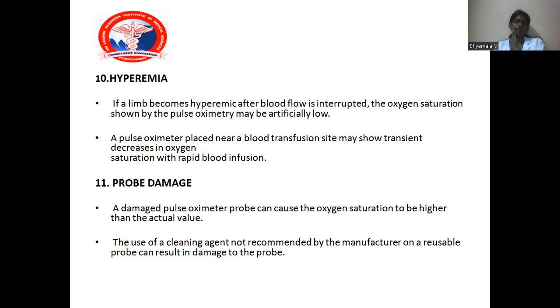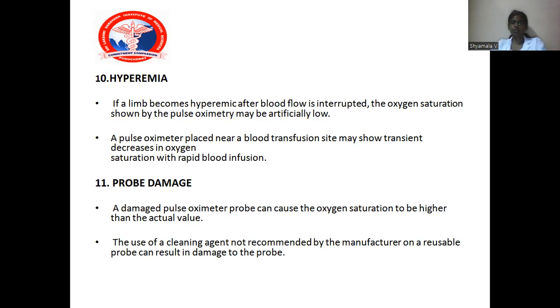If the limb becomes hyperemic after the blood flow is interrupted, the oxygen saturation shown by the pulse oximetry may be artificially low. A pulse oximeter placed near the blood transfusion site may also influence the reading of the pulse oximeter, which may show a transient decrease in the arterial oxygen saturation with rapid blood transfusion.